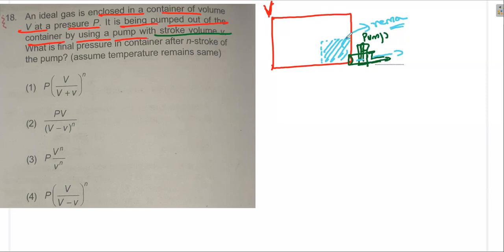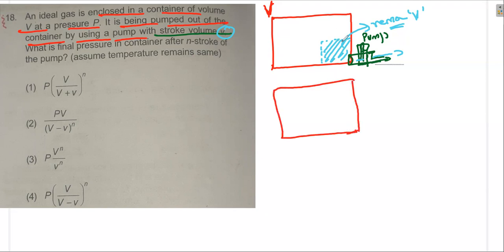The actual volume of the container cannot change. So this is volume V, and the portion that is removed is the small volume v. Let's say it is operated only once. What will happen? This portion of the air is removed. The remaining gas will still occupy the same volume.